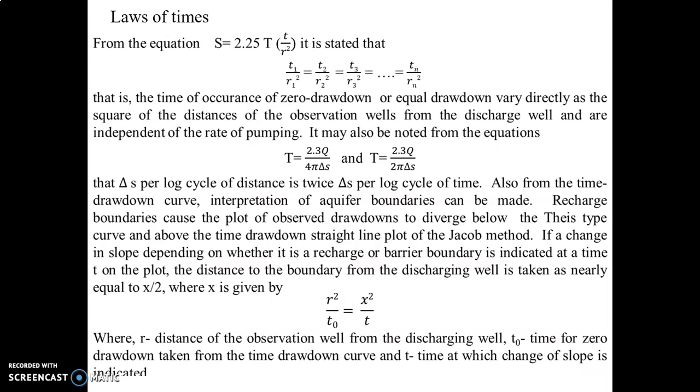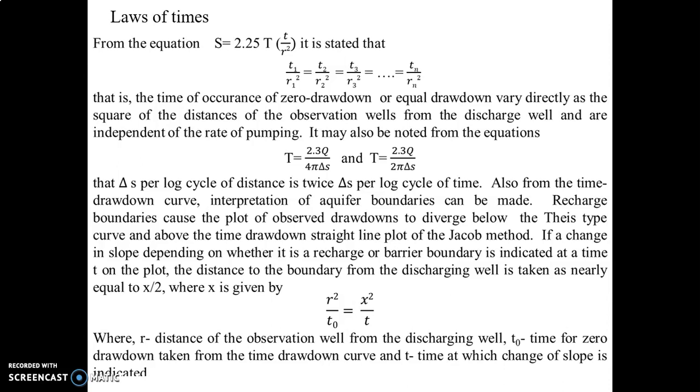From the equation S equals 2.25 T t by r square, it is stated that t1 by r1 square equals t2 by r2 square equals t3 by r3 square equals tn by rn square. That is, the times of occurrence of zero drawdown or equal drawdown vary directly as the square of the distances of the observation wells from the discharge well and are independent of the rate of pumping. It may also be noted from the equations that the value of transmissibility from the Jacob and Theis methods is T equals 2.3 Q by 4 pi delta s and T equals 2.3 Q by 2 pi delta s, that is, delta s per log cycle of distance is twice delta s per log cycle of time. Also from the time drawdown curve, the interpretation of aquifer boundaries can be made.